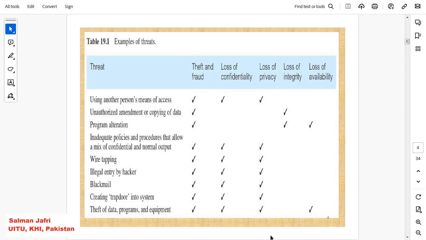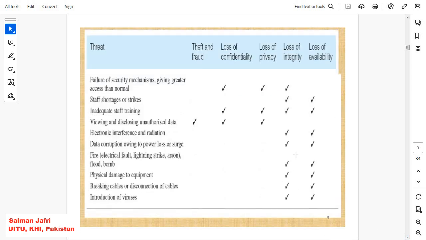It is no loss of integrity, because no data is changed, right? No program is altered and no data is changed. This is just like stealing a program from an organization or stealing equipment. So these are different types of threats, and if you look at data corruption owing to power loss or surge, it is definitely only an attack that comes under the category of loss of integrity and loss of availability, and nothing else, and so on and so forth.